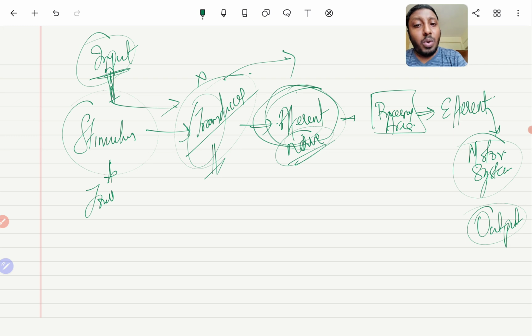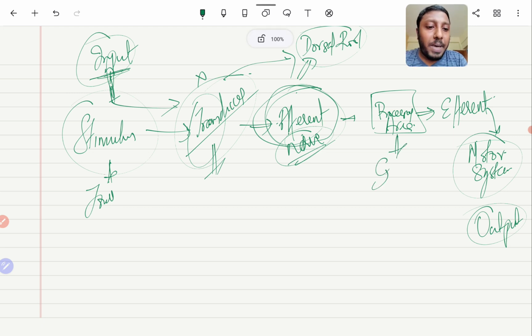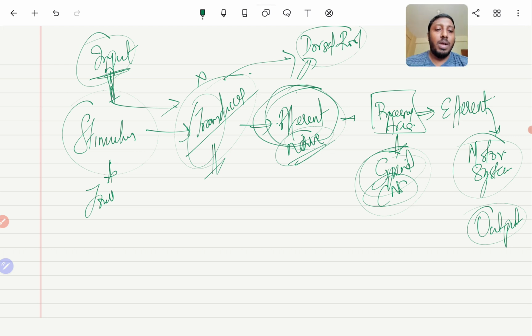So all sensory information goes through the dorsal root. And the dorsal root ganglion doesn't process any information, remember that. The processing is actually in the spinal cord or in any central nervous system ganglia or something like that, except for the dorsal root ganglia.